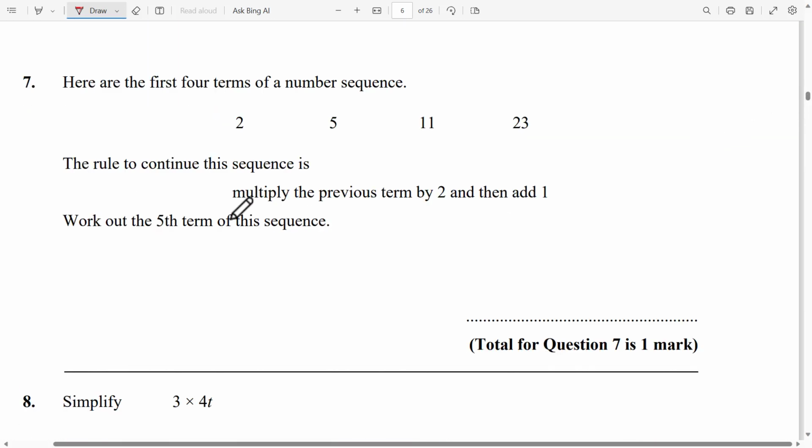So the next question, and here are the first four terms in the number sequence: 2, 5, 11, 23. And the rule is multiply the previous term by 2 and then add 1. So we want the next term, so multiply 23 by 2, that's 46, and add 1, that's 47.